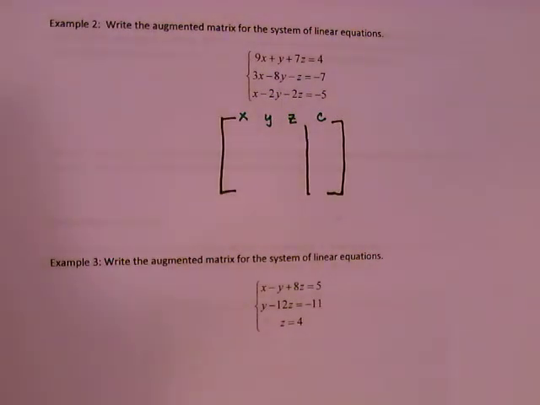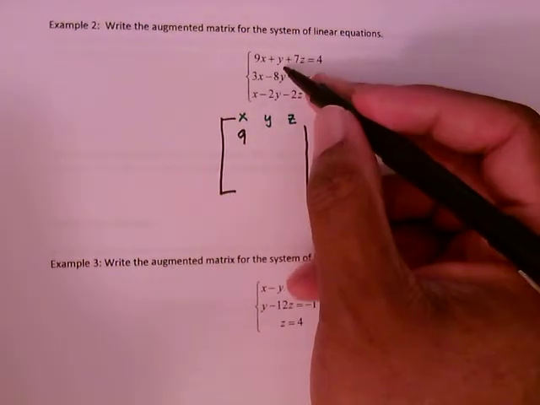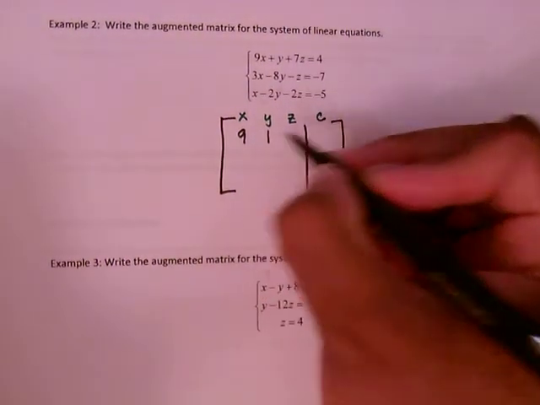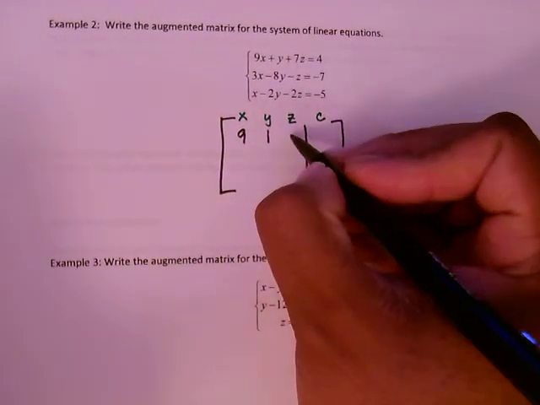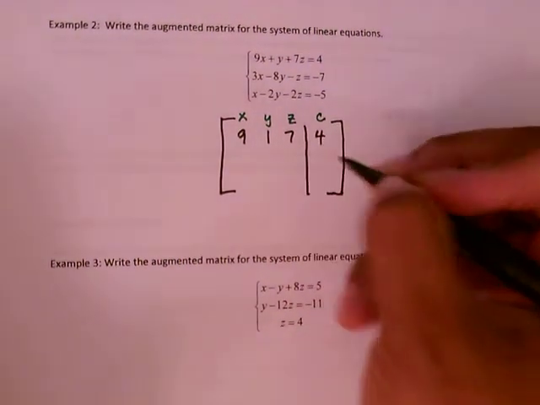Now again, if there are any missing coefficients, we compensate for those with a 0 as its coefficient. So let's start off with the first equation, 9x plus y plus 7z is equal to 4. We just write down the numerical coefficients there. For x it is 9. For y it is the understood 1. For z it is 7. And the 4 goes behind the vertical bar.